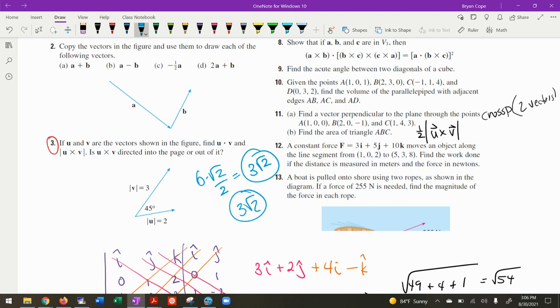I'm really bad at this. That's okay. Fingers in the direction of U. Curl toward V. So I think out of the page. Good job. So it's out. Good.